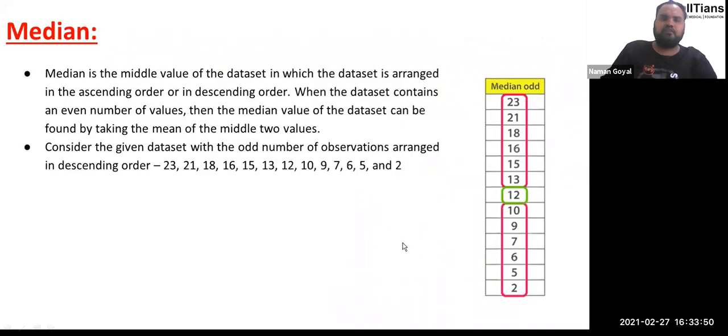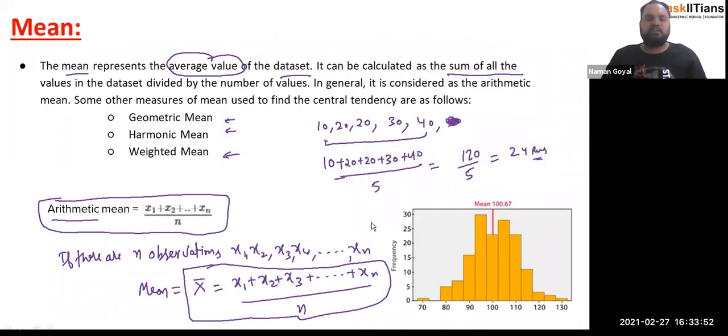Are you getting my point? So this is all about mean. If frequency is not given, then we can use the formula directly. It is x1 plus x2 plus x3 plus x4 up to xn upon n. And if the corresponding frequencies are given, then we have to take another formula, which is x1 f1 plus x2 f2 plus x3 f3 up to xn fn, upon f1 plus f2 plus f3 up to fn.